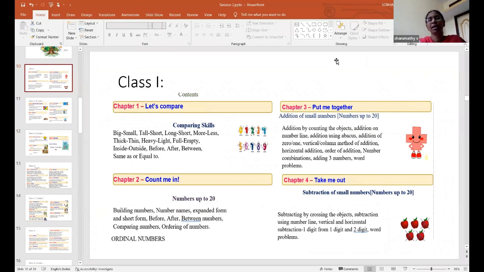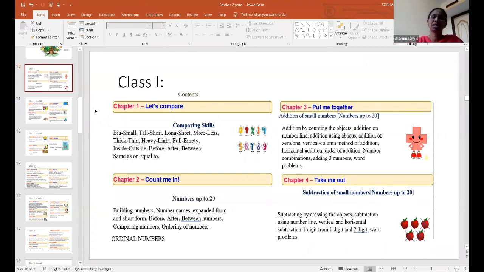Then addition using abacus. Of course, all the schools will definitely have the instrument abacus with them to teach children how to identify the places, their values, and also do addition and subtraction. Abacus is an instrument which teaches the children in the formative years to do counting, addition, subtraction, and place values. Here we have also included addition of 0 and 1, vertical and column method.